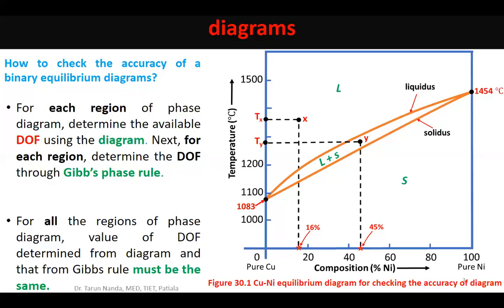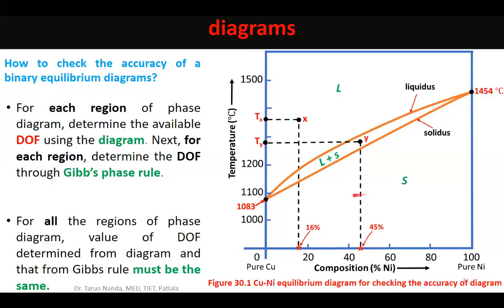At the max we can have 2 degrees of freedom when both temperature and the composition will qualify to be called a degree of freedom, or we can have one when either of these would qualify to be a degree of freedom, and in the worst case we'll have 0 degrees of freedom.